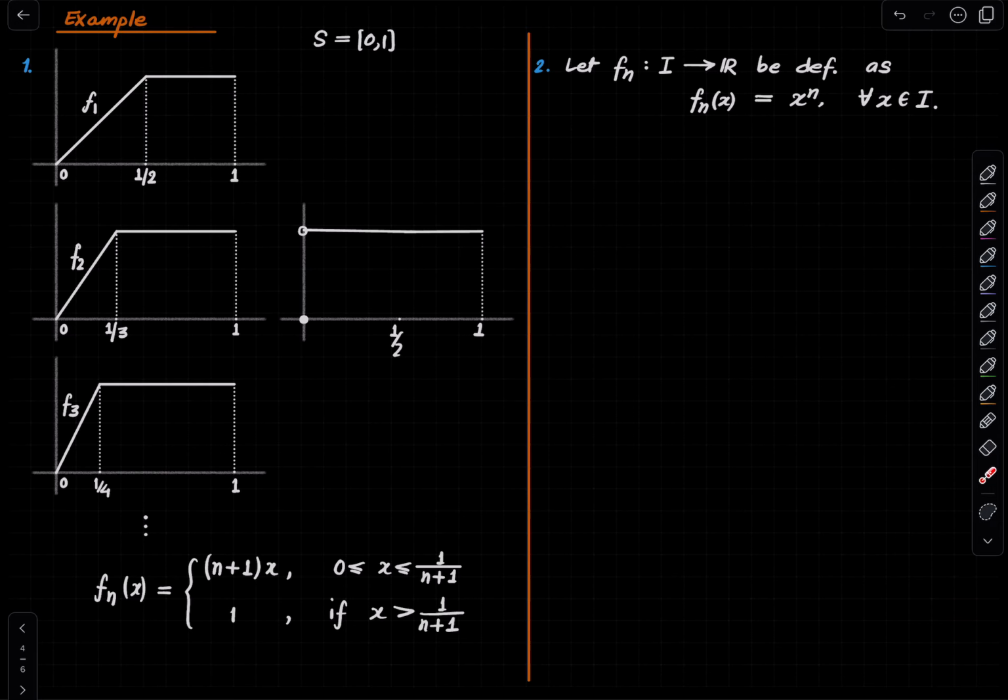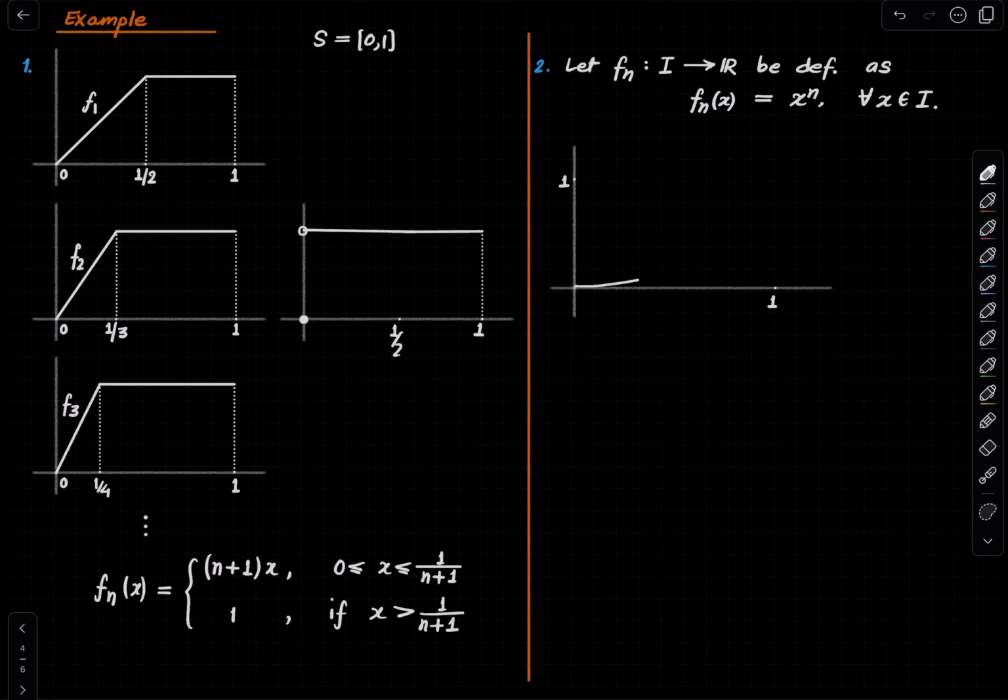This time we are defining fn. This is the unit interval, same as before. So we are defining fn as x to the power n. Is it a pointwise convergent sequence of functions?